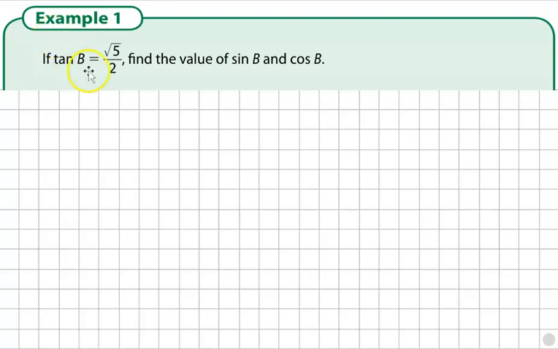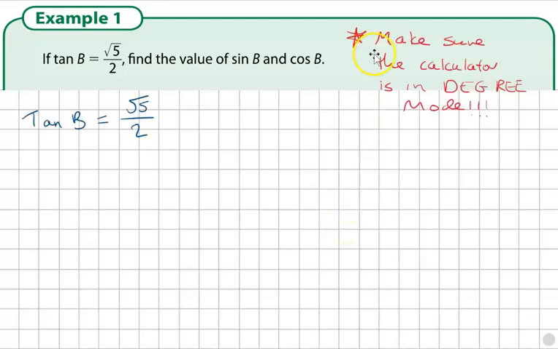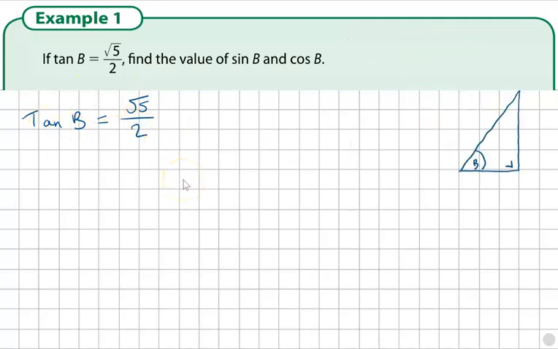Example 1. If tan B equals root 5 over 2, find the value of sine B and cos B. So just make sure your calculator is in degree mode for this. So tan B equals root 5 over 2. So we're going to draw out a right angle triangle, and we're going to label one of the angles as angle B.